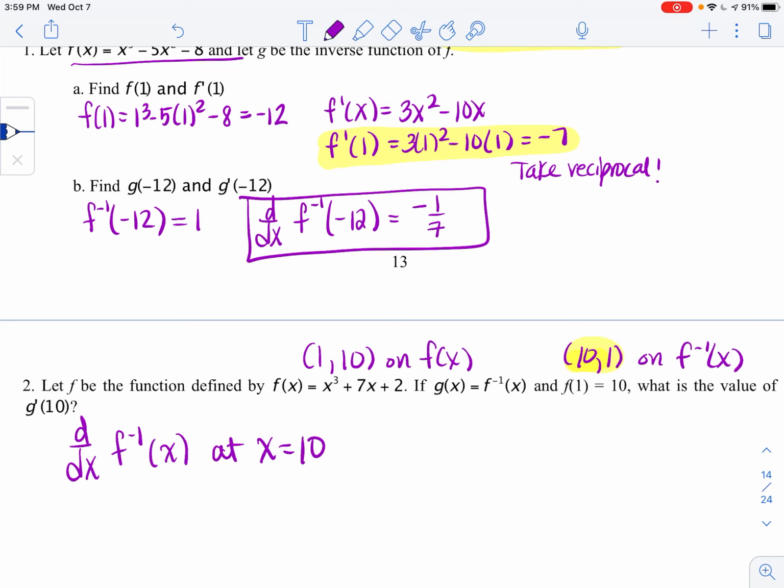So what we're going to do is start by setting these two equal to each other. x cubed plus 7x plus 2 equals 10. I don't really have to do as much work in this case because they gave me that point originally, and that tells me x equals 1.